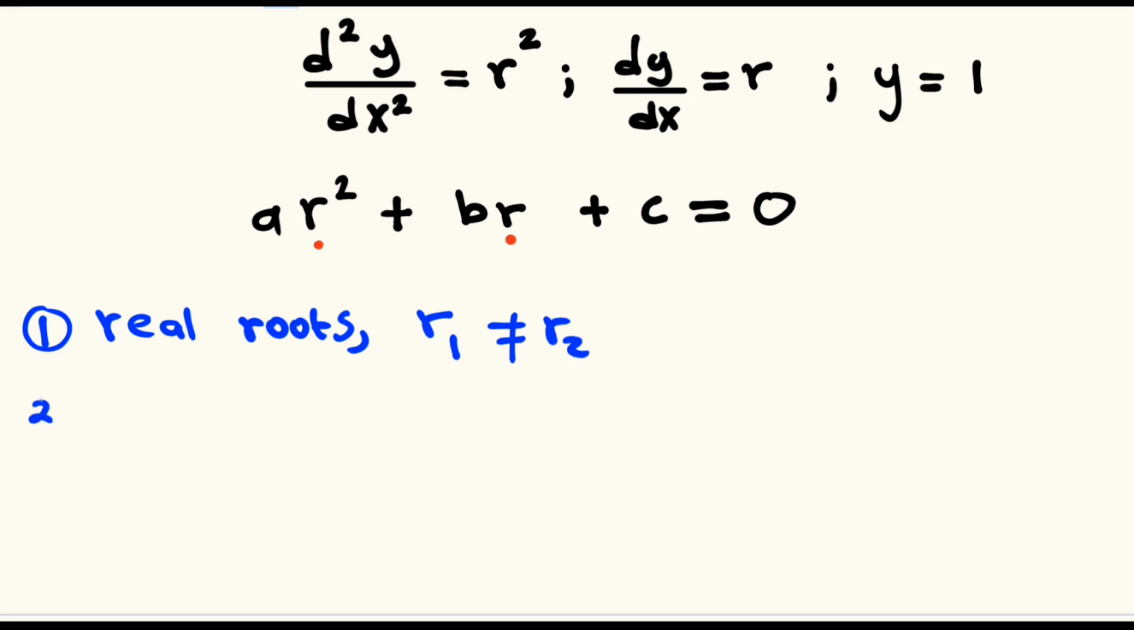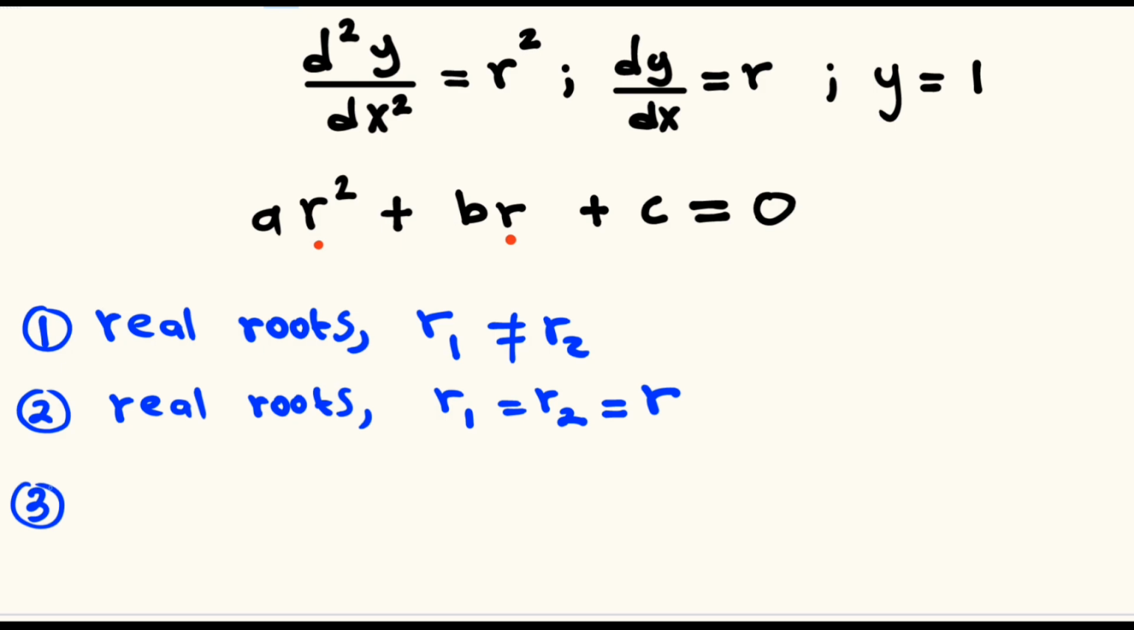And the second possibility is that we'll have real roots which are equal, where r1 will be equal to r2, which we can just call r. And the third possibility is that we'll have roots which are complex, where r will be equal to a plus or minus i multiplied by b, where i is equal to the square root of -1.